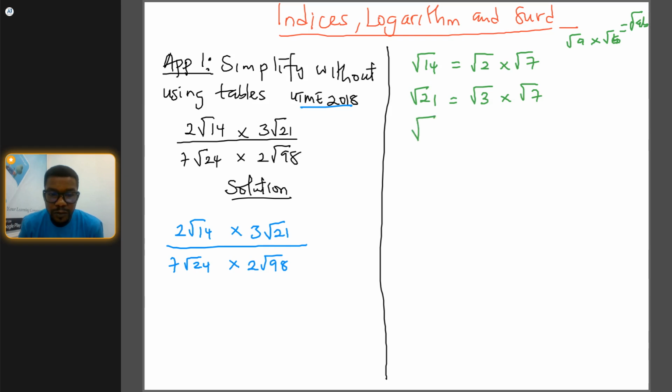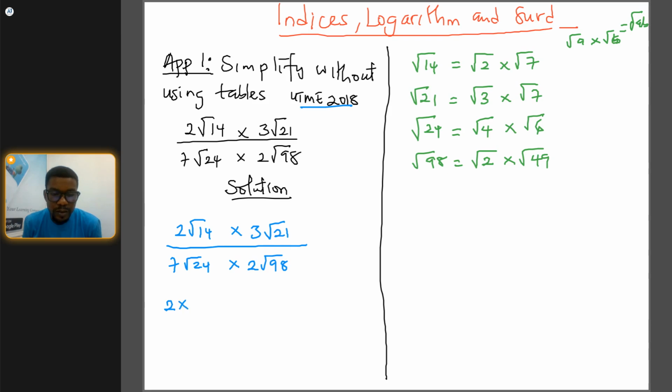What of root 24? It is expressed as root 4 times root 6. When we proceed, we have root 98, which we express as root 2 times root 49. So all these we are going to substitute into what we have here.